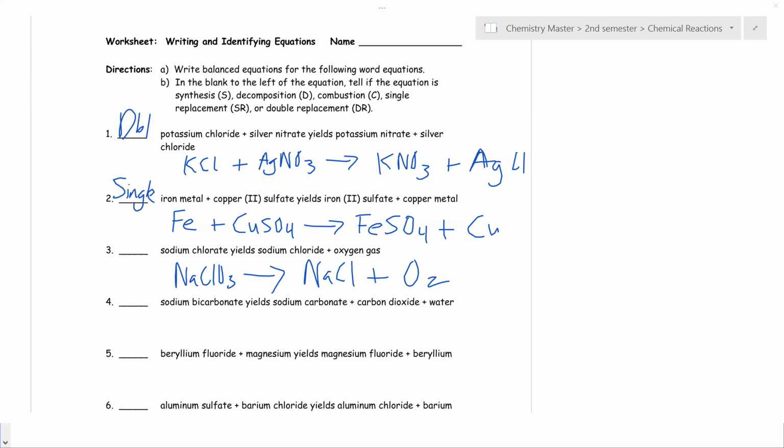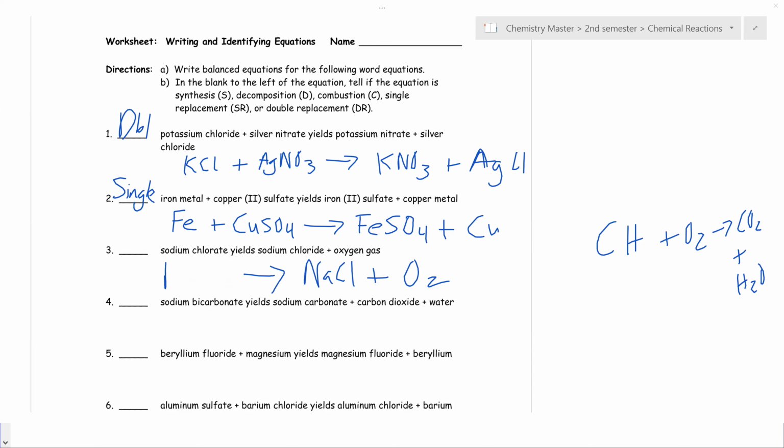Will that be a single as well? Not quite. Look carefully. Combustion? No, combustion always has something plus O2 yields CO2 plus H2O. How many products or reactants do you have? On what you just wrote or the problem? On this one right here. Let me write this again. Let me write this neater.